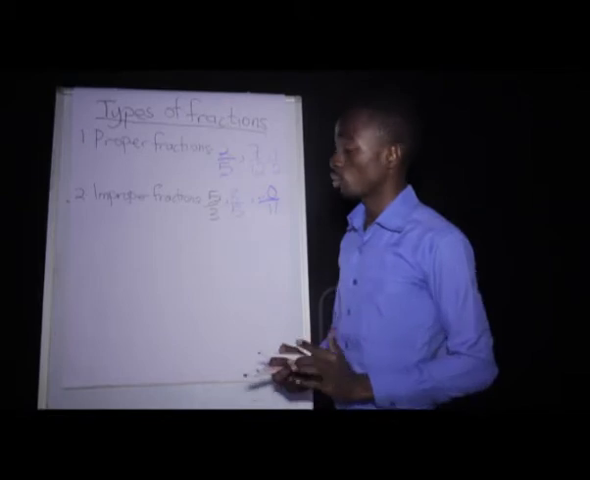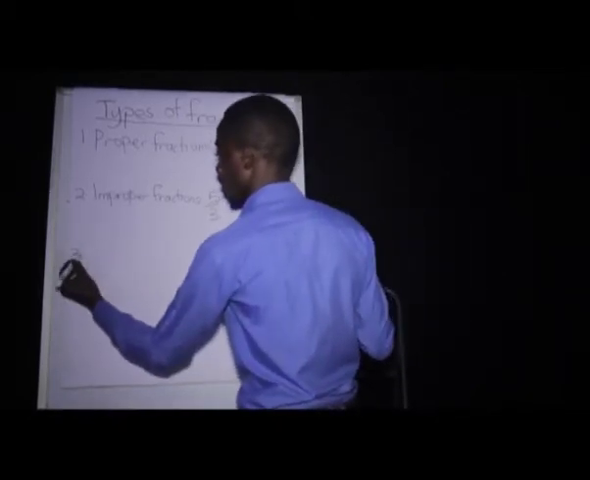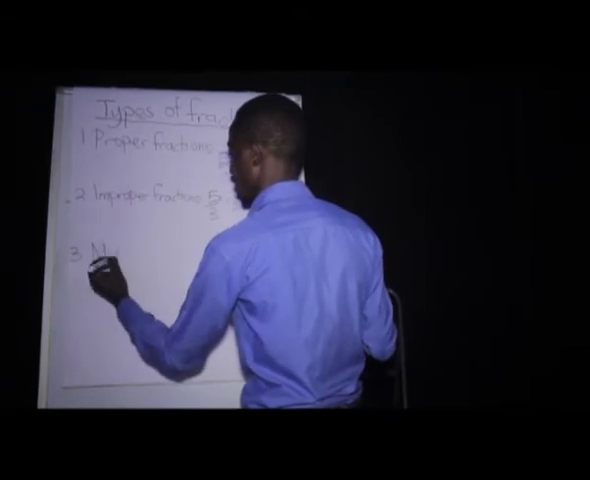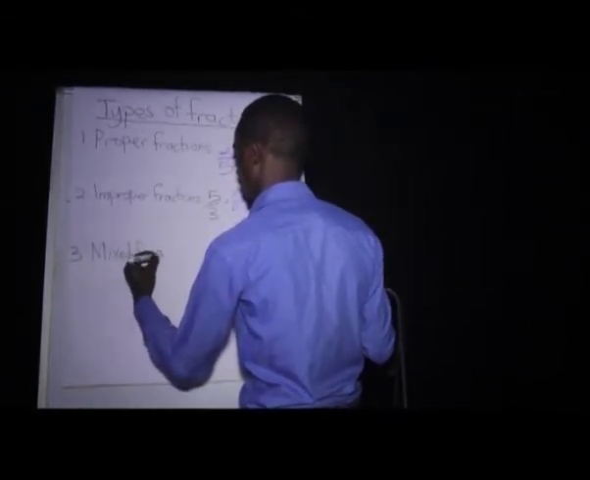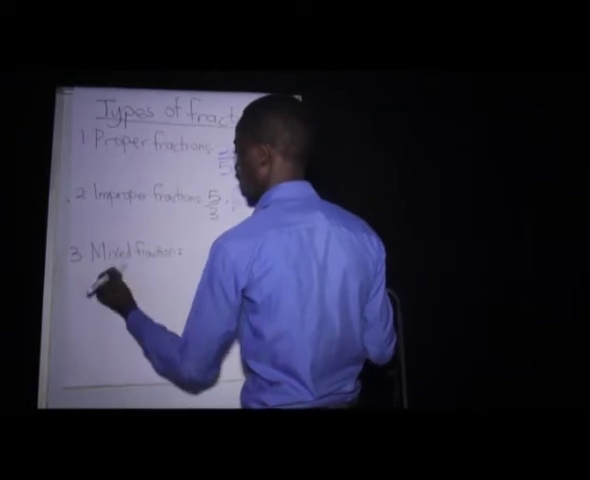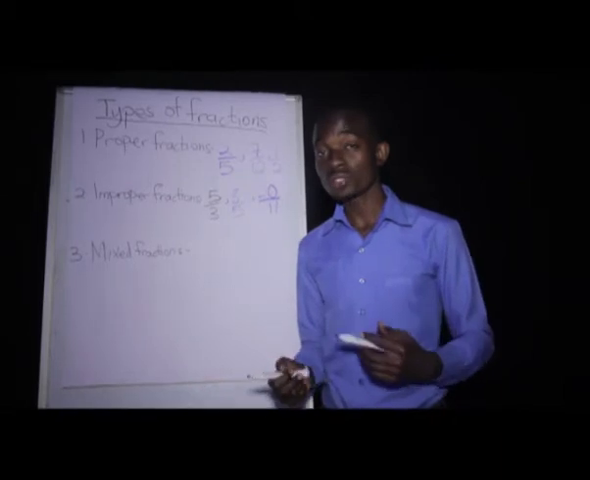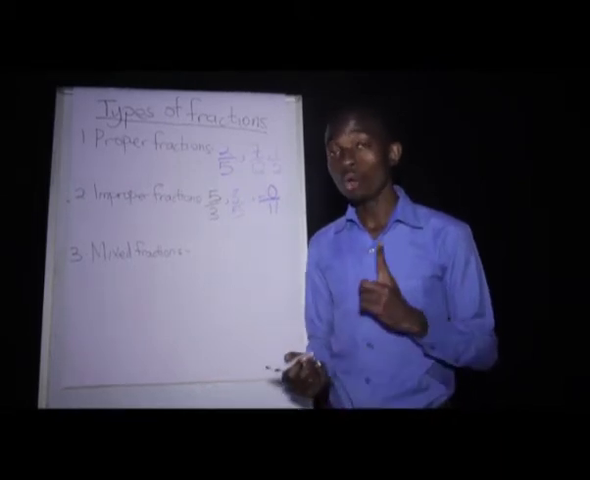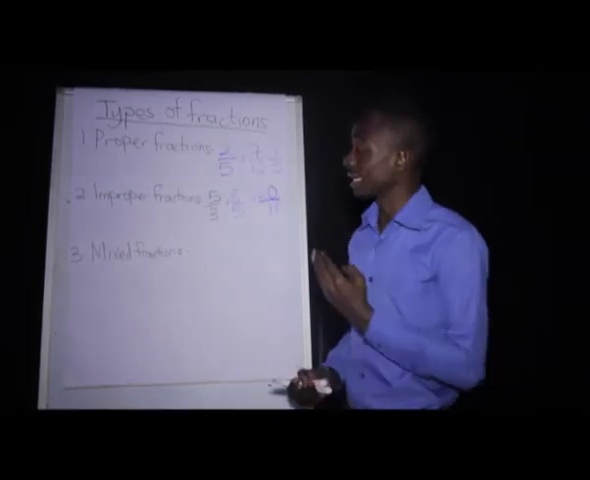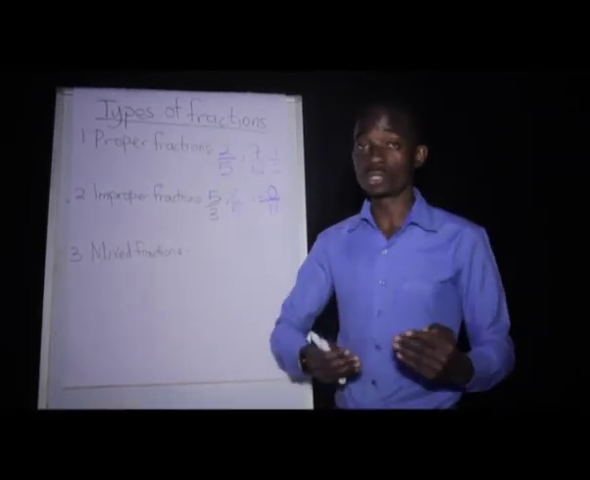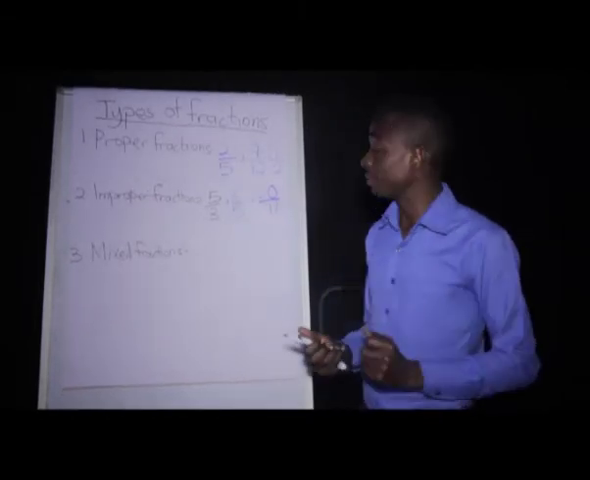Category number 3 is what you call the mixed fractions. Now, a mixed fraction is a fraction that is made up of a whole number and a proper fraction. In other words, a mixed fraction is a combination of a whole number and a proper fraction. What I mean is this.